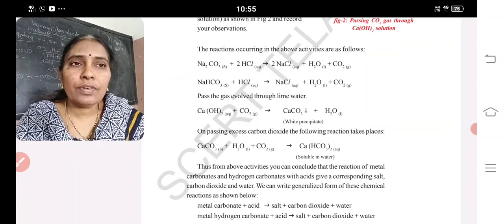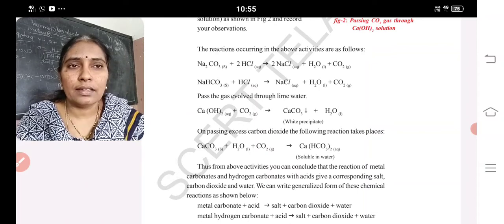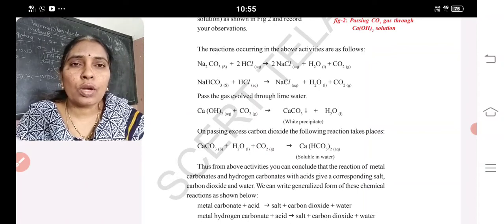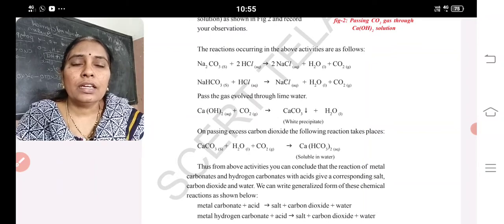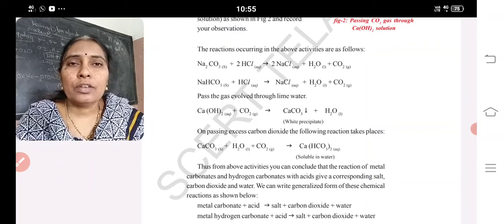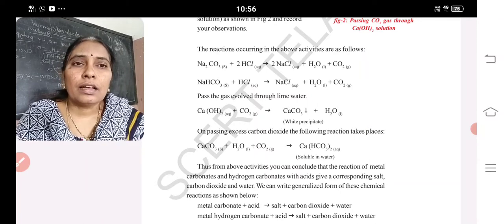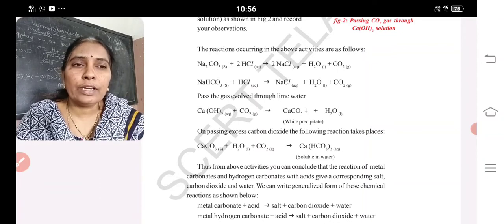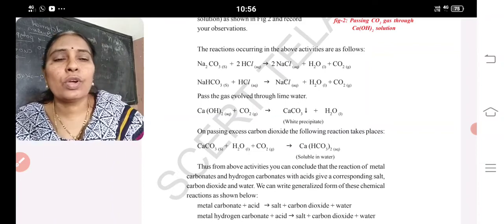So, in both the equations, the byproducts are the same, that is, the end products are the same: sodium chloride, salt, water and carbon dioxide. And pass the lime water through carbon dioxide. Lime water formula: calcium hydroxide, Ca(OH)2. It gives calcium carbonate plus water. Calcium carbonate, on passing carbon dioxide, what happens? Forms calcium hydrogen carbonate, which is used as a whitewash for your walls.